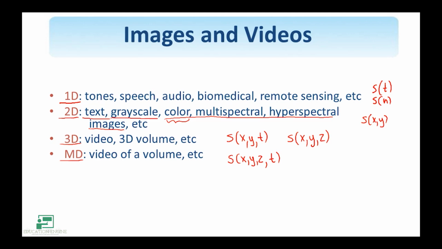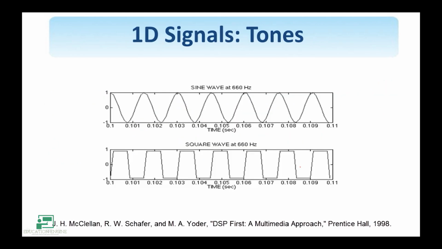So let us look now at some representative examples of signals. Tones are examples of one-dimensional signals. On top you see a sine wave that only has one frequency present in it at 660 Hertz. That's why it's called a pure tone. Let us listen to that.